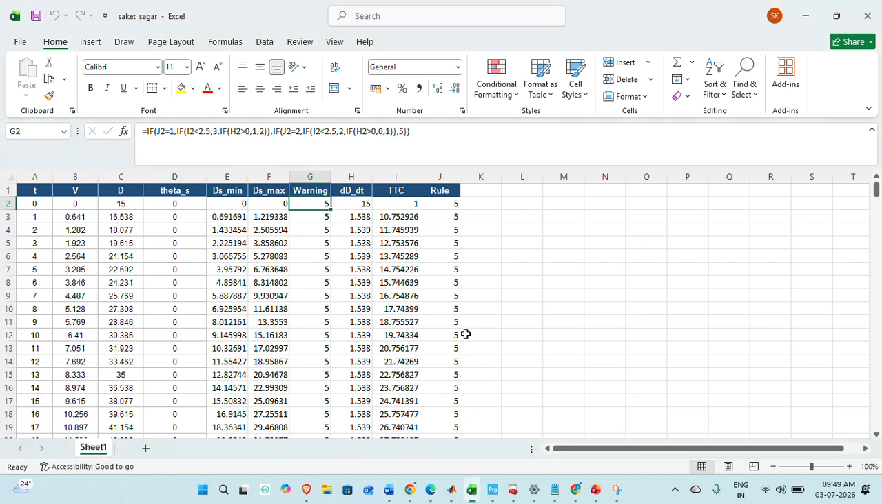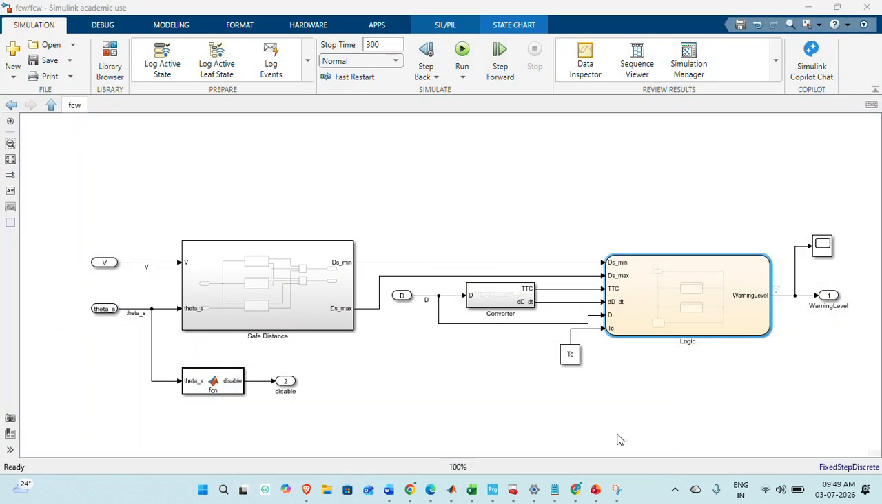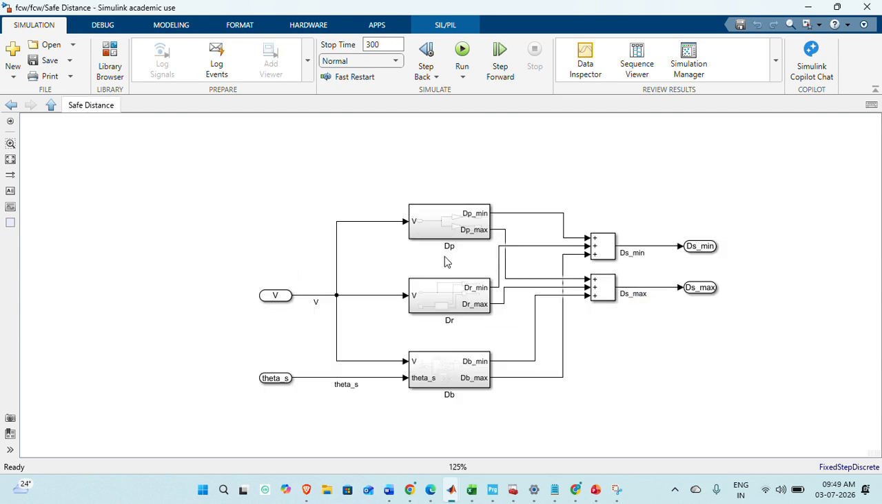The dataset which was used for validating is as follows. The inputs are v, d, and theta s, which corresponds to velocity of the host vehicle, the relative distance between them, and the angle of the road. To give a brief information about the model, this is the model, and the distances are dp, dr, and db.